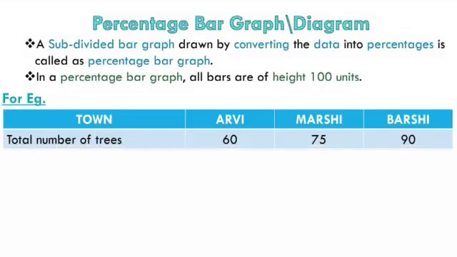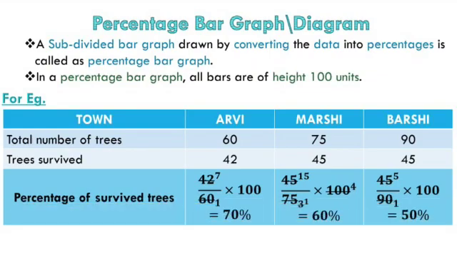Now let's go for the percentage bar graph diagram. A subdivided bar graph drawn by converting the data into percentages is called as percentage bar graph. In a percentage bar graph, all bars are of height 100 units. Now this means, children, in drawing a percentage bar graph, bars of length equal to 100 for each class are drawn in the first step and subdivided into the proportion of the percentage of their component in the second step. The diagram so obtained is called percentage bar graph.